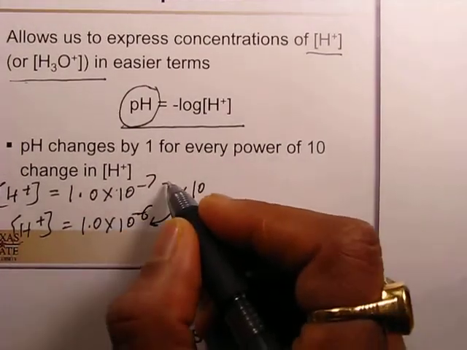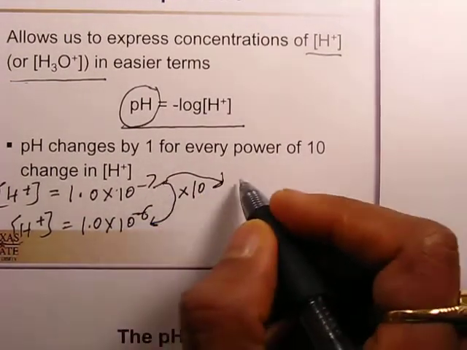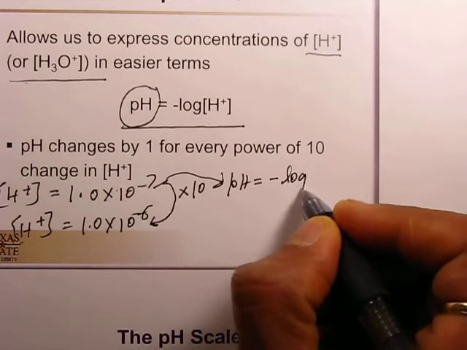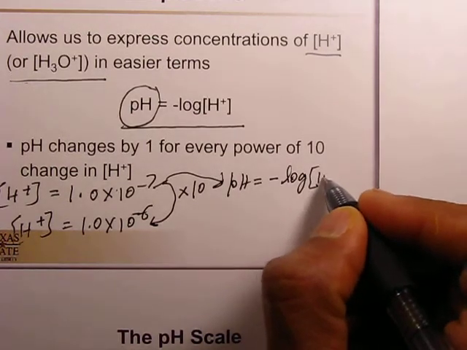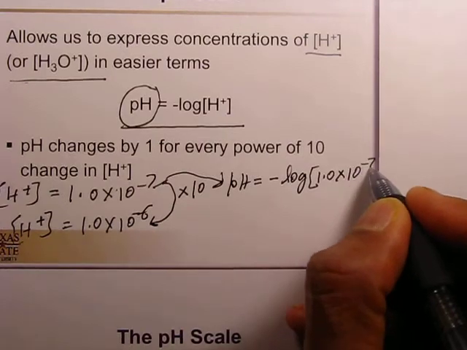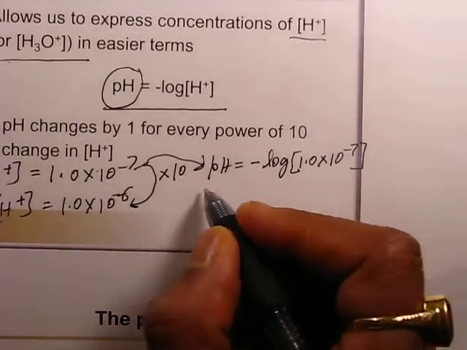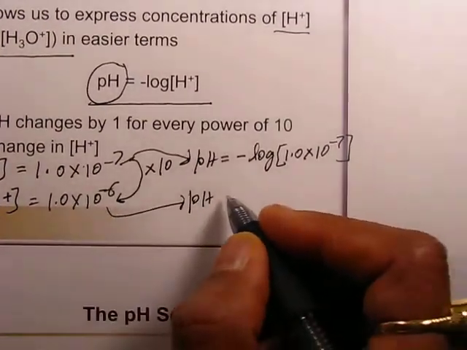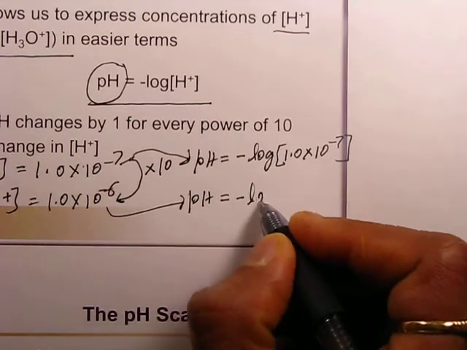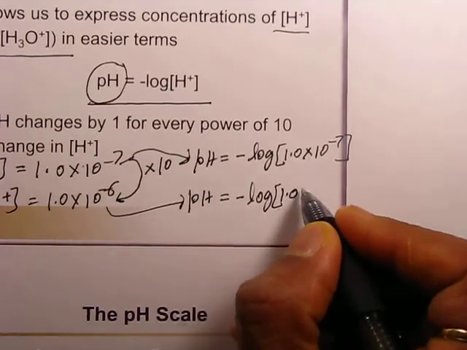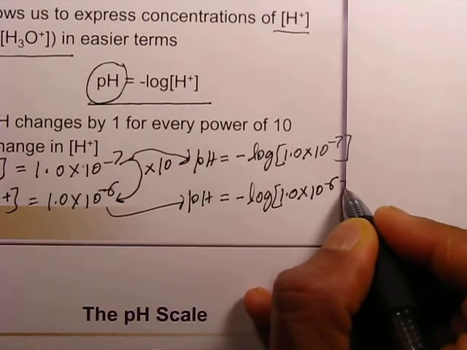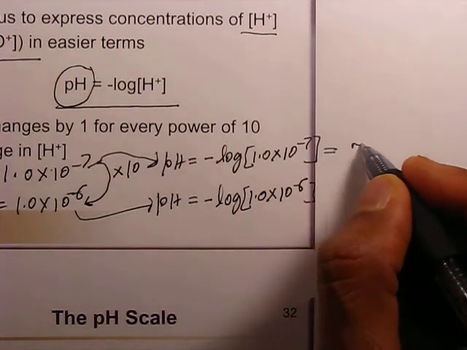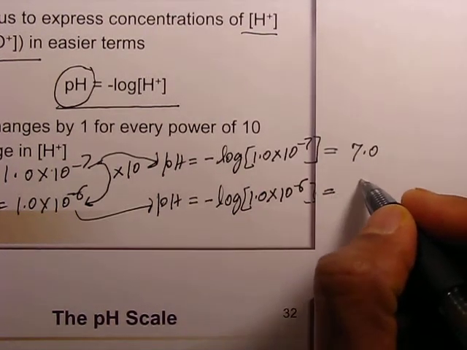So here we can write this in this format, that pH will be equal to negative log of 1.0 times 10 raised to the power negative 7, and here we can write pH. If we know the hydrogen ion concentration, we can calculate the pH. So this will be negative log of 1.0 times 10 raised to the power minus 6. Once we calculate this, pH comes to around 7.0 here and 6.0 here.